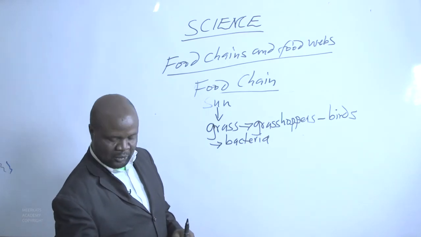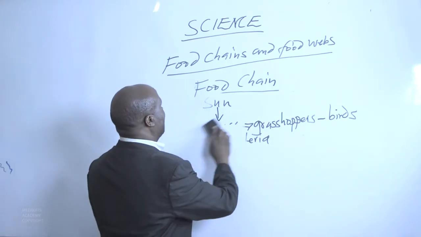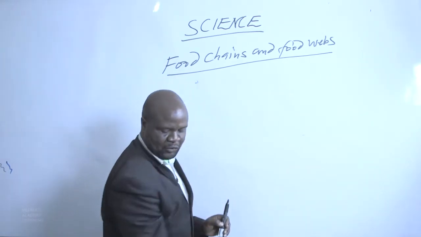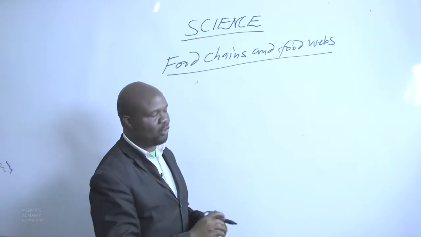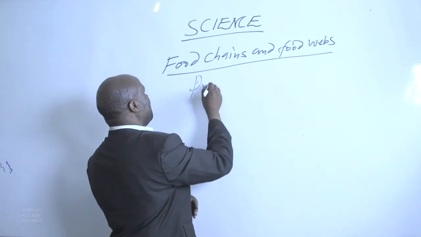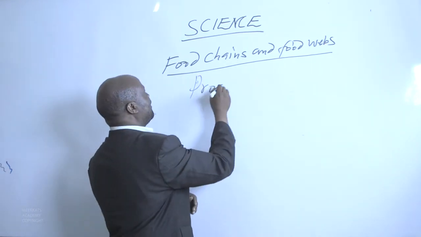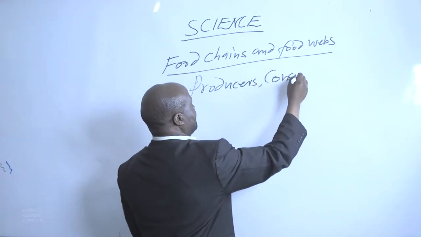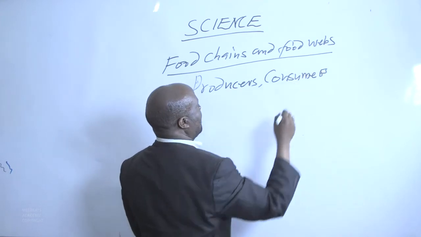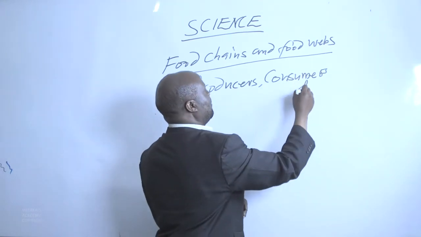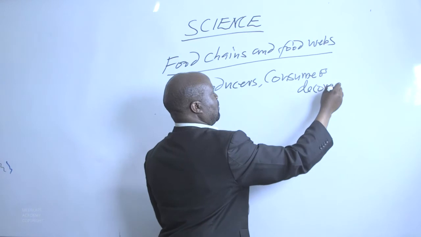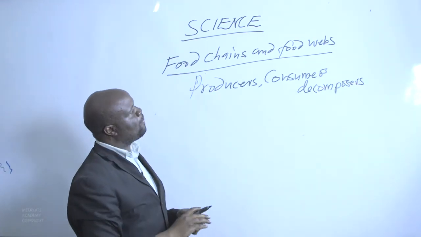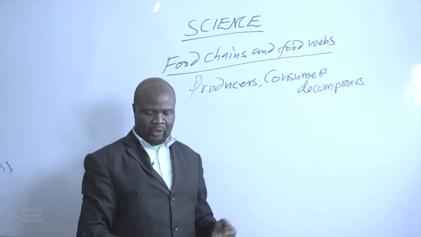We want to learn, from this we can learn about the producers and consumers, yes, and decomposers. We want to know in this food chain, who are the producers and who are the consumers, and finally, who are the decomposers. Yes, producers, consumers, and decomposers.